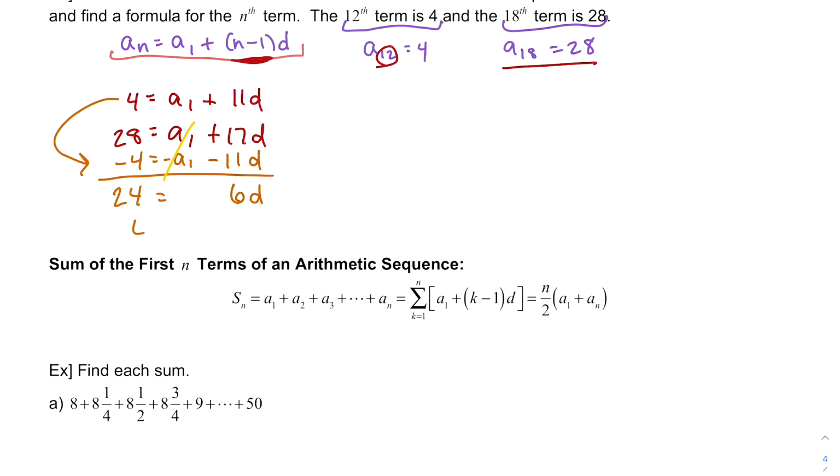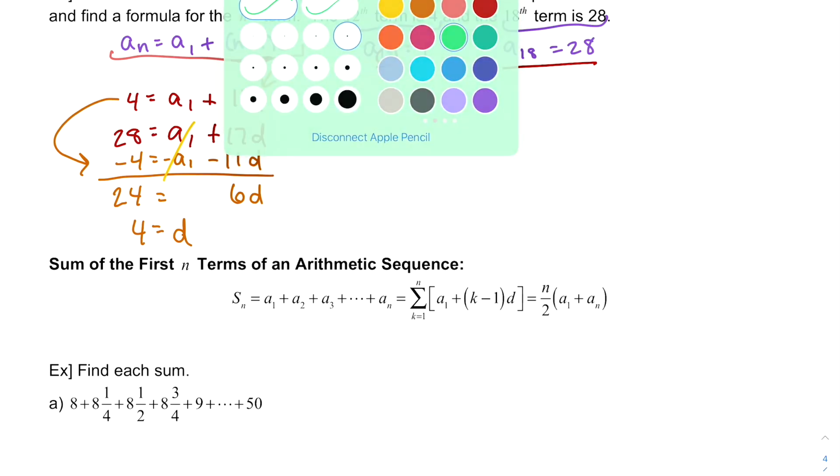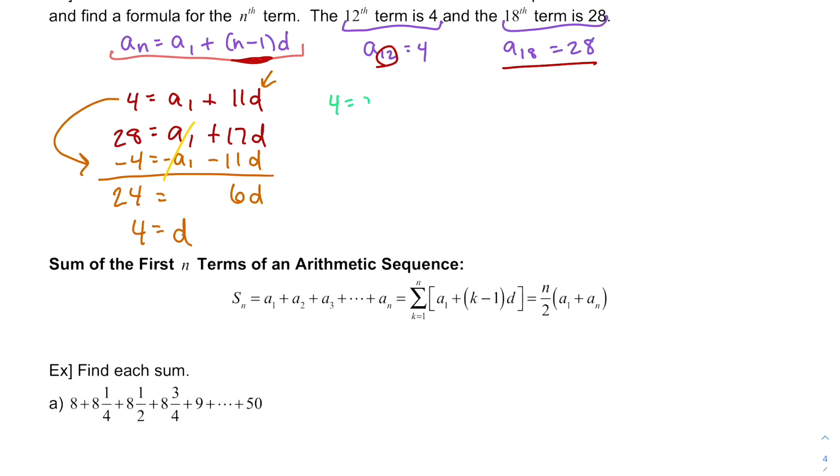So divide by 6, so the common difference is 4. Okay, now I can take that and plug it back into either equation for d to find a sub 1, the first term. So I'll just use the top equation. So 4 equals a sub 1 plus 11 times 4. So 4 equals a sub 1 plus 44. Then subtract 44 from both sides. So -40 equals a sub 1.